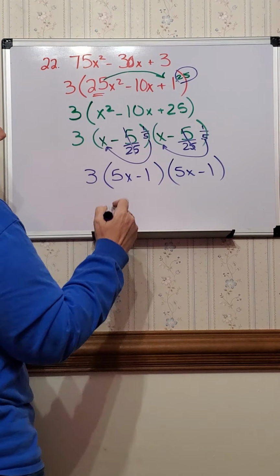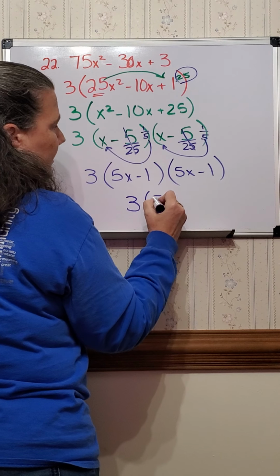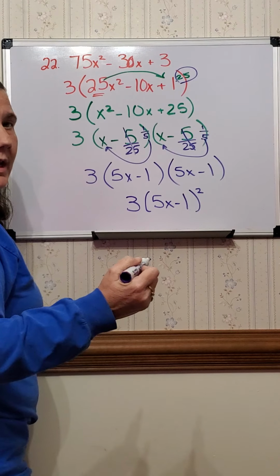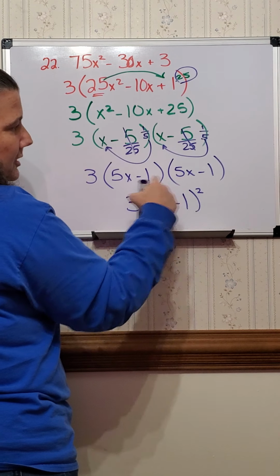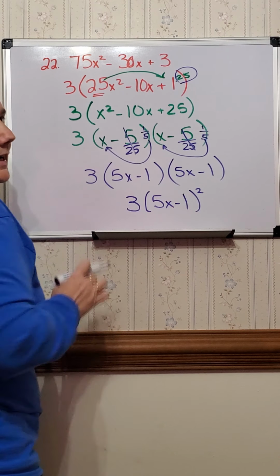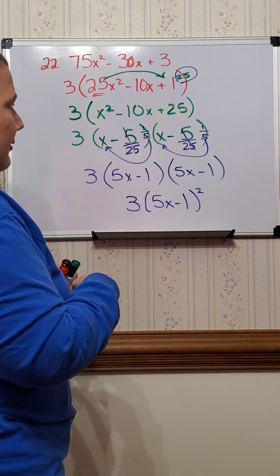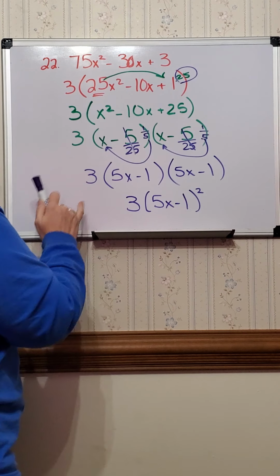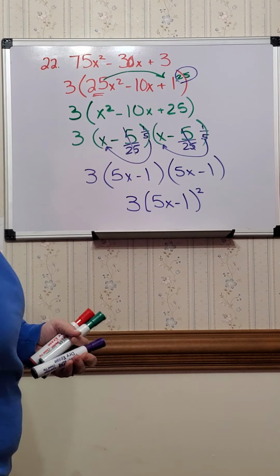The reason I showed you this is because sometimes you're going to see it written out like this. Other times you're going to see it written 5x minus 1 squared. And if you're going to write this out, it would look just like this. Remember, when we square it, we're taking this whole thing and multiplying it by itself. So be careful, because you may see it this way, you may see it this way. And it doesn't matter which way you write it in your answer.